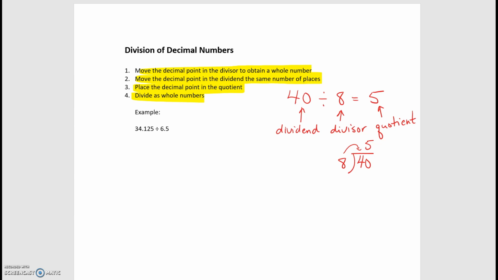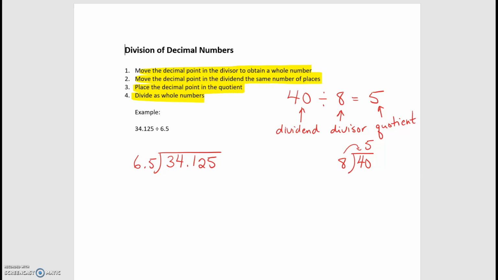So looking at our example, 34.125 divided by 6.5. This question is set up horizontally. Let's make it so that it is now within that symbol that indicates division. 34.125, there's our symbol for division. And 6.5 is our divisor on the outside.